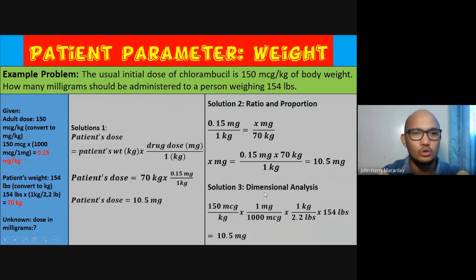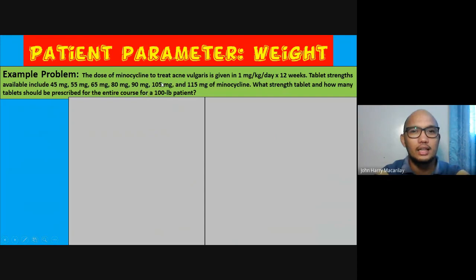Next problem. So the dose of minocycline to treat acne vulgaris is given in 1 milligram per kilogram per day for 12 weeks. So tablet strengths available include 45 milligram, 55 milligram, 65 milligram, 80 milligram, 90 milligram, 105 milligram, and 150 milligram of minocycline. What strength of the tablet and how many tablets should be prescribed for the entire course for a 100-pound patient?